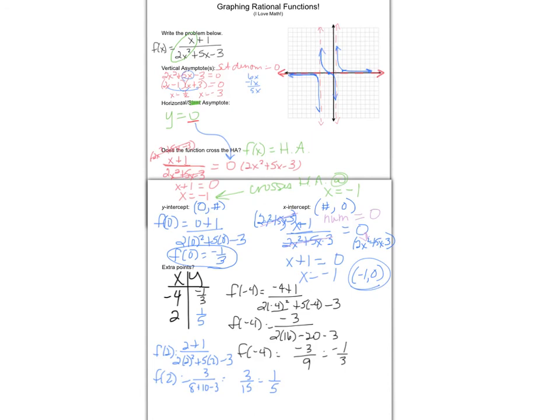Notice all this awesome work that we did for this problem. This is what you need to be showing on your papers. Now, you're not necessarily always going to have all of these extra points. It just depends on how many empty spaces you have around your vertical asymptotes. If you don't have any empty spaces, you don't have to worry about extra points. You may have multiple empty spaces that you need to worry about. So just think about that as you go through and graph these. Great job.